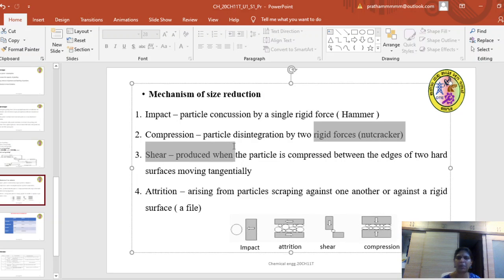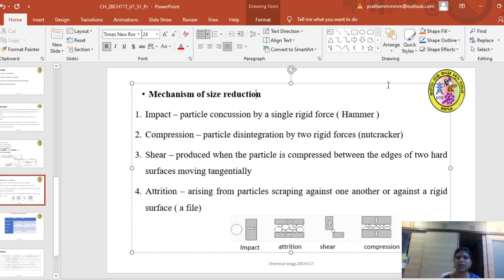So next, the compression is the particle disintegration by two rigid forces, nutcracker example, two rigid forces. So that is the nutcracker. The shear, this is the shear produced when the particle is compressed between the two edges of the two hard faces moving tangentially. The two edges move tangentially, not like attrition. The size reduction we get is because of the shear force, we can say.